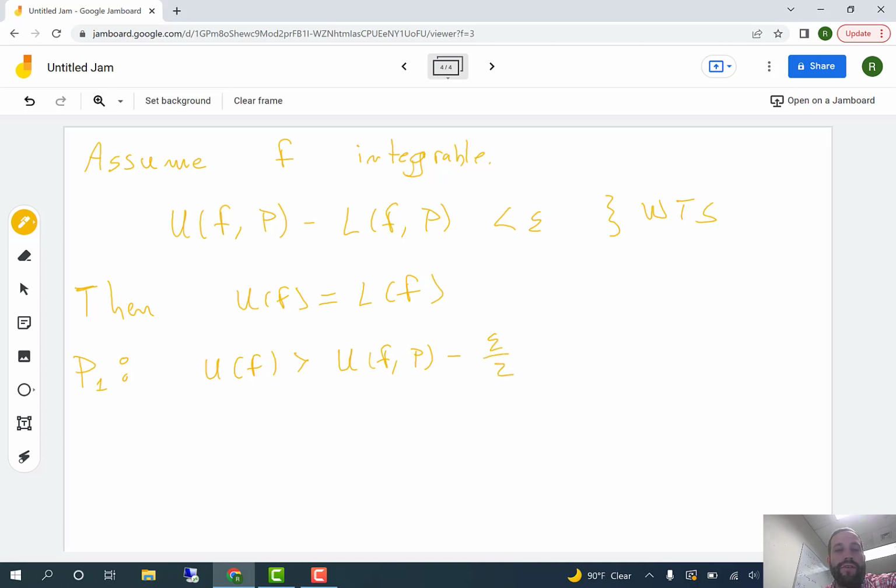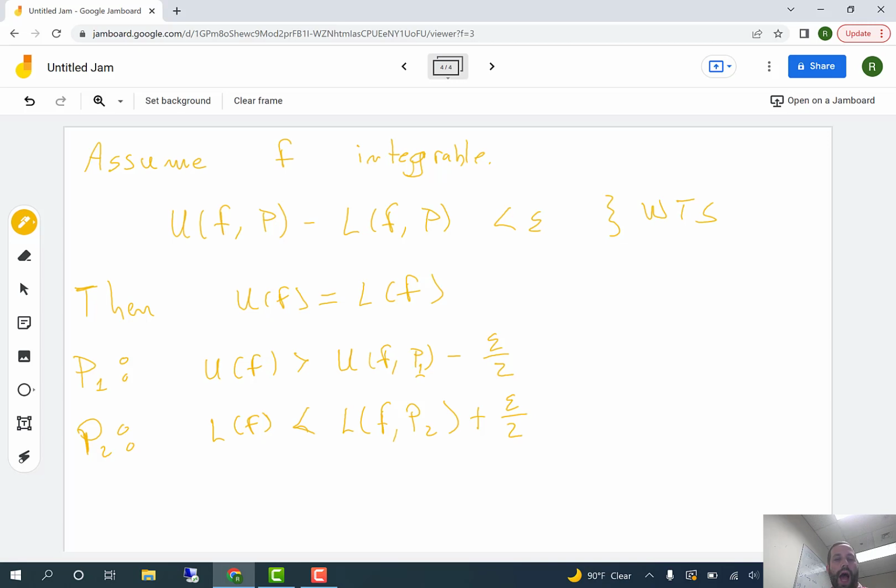See, I know that U(f) is always less than or equal to U(f,P). But if I subtract off an epsilon over 2, again, this is just that principle that if I have a set, I can always find an element of the set that's within epsilon of the infimum. So P1 is going to satisfy this, and then P2 will satisfy L(f) is less than L(f,P2) plus epsilon over 2.